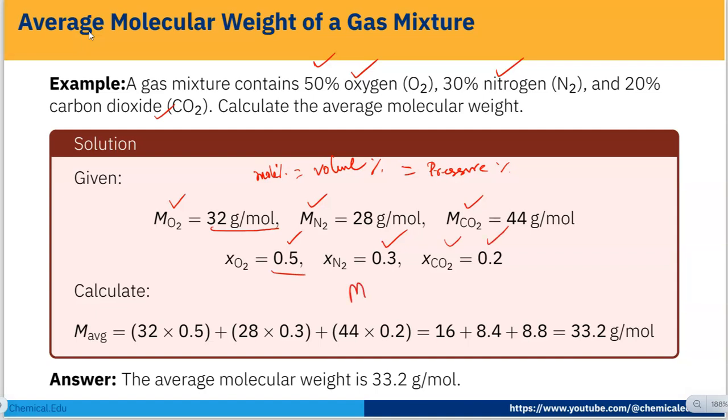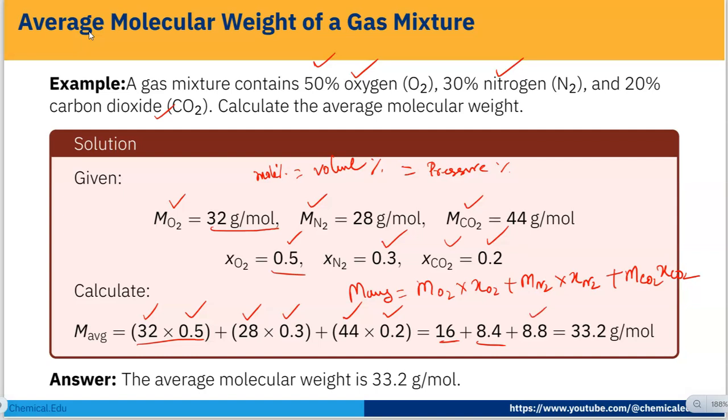Now we know that M average is equal to the summation of molecular weight of oxygen into mole fraction, plus molecular weight of nitrogen into mole fraction of nitrogen, plus molecular weight of carbon dioxide into mole fraction of carbon dioxide. So 32 into 0.5 is 16, then 28 into 0.3 is 8.4, and 44 into 0.2 is 8.8. If we add all these, the total will be 33.2 gram per mole. So the average molecular weight is 33.2 gram per mole.